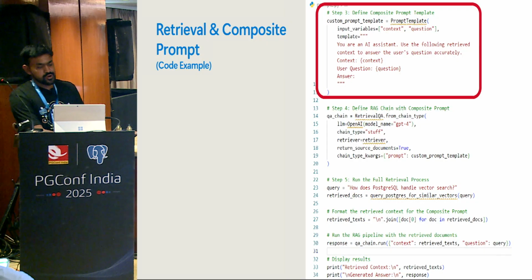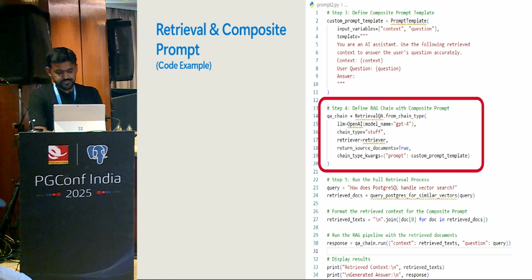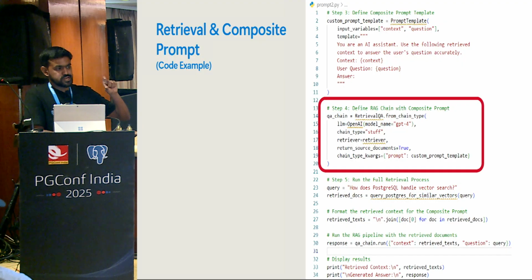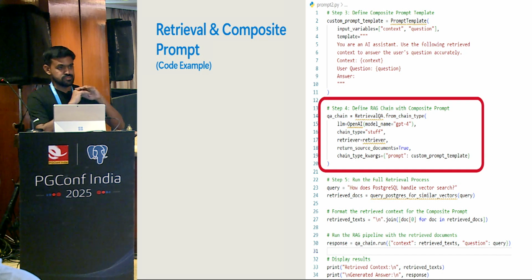Now I'm going to define a composite prompt template, and it's going to take in 2 variables, which are context and question. There is a template which I just defined saying that, hey, you're an AI assistant, use the following retrieved context to answer the questions, and here are the 2 variables, context and user question. And with the LangChain framework, you have the QA chain where you just need to create an object populated with some arguments, and then basically it's going to call the custom template on your behalf.